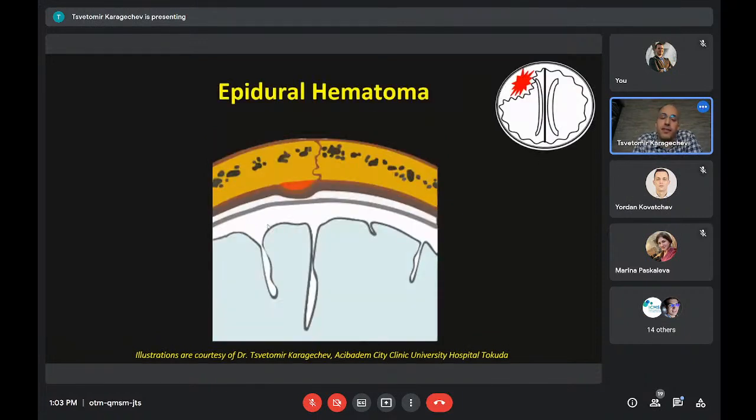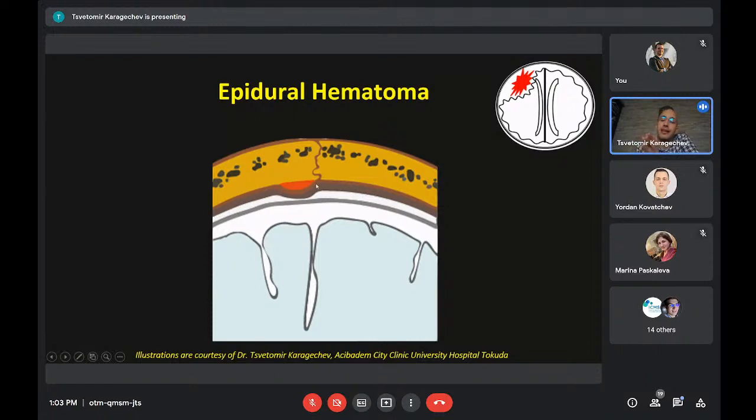And for the first example, I will take you through all 3 types of hematomas that you will encounter, from outside to the inside. And the first one is the epidural hematoma. The epidural hematoma is hemorrhage that occurs between the inner table of the skull and the dura mater.